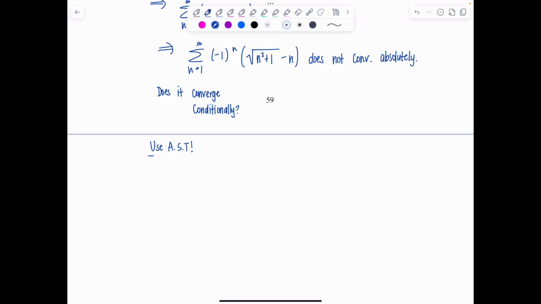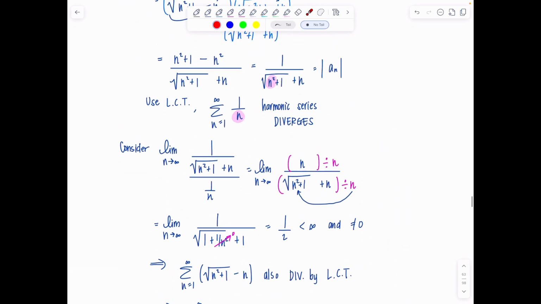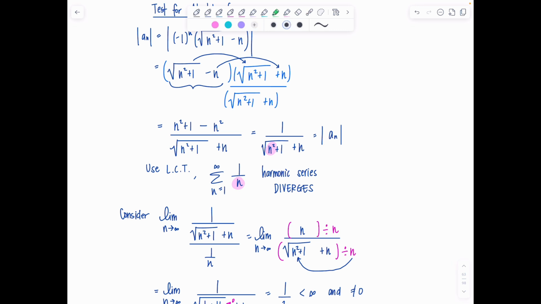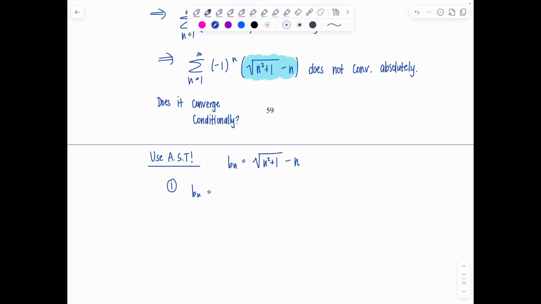So who is B sub n when we use AST? Everything without the alternating part. So B sub n is square root n squared plus 1 minus n. And we check two things. One, that Bn is decreasing. Well, you know what? To check decreasing, it's honestly easier if we work with the other version of Bn that we had right here, and to take the limit. So why don't we just work with that instead? I'm going to say, hey, we also have an alternate version of B sub n that I like working with better: 1 over rad n squared plus 1 plus n.